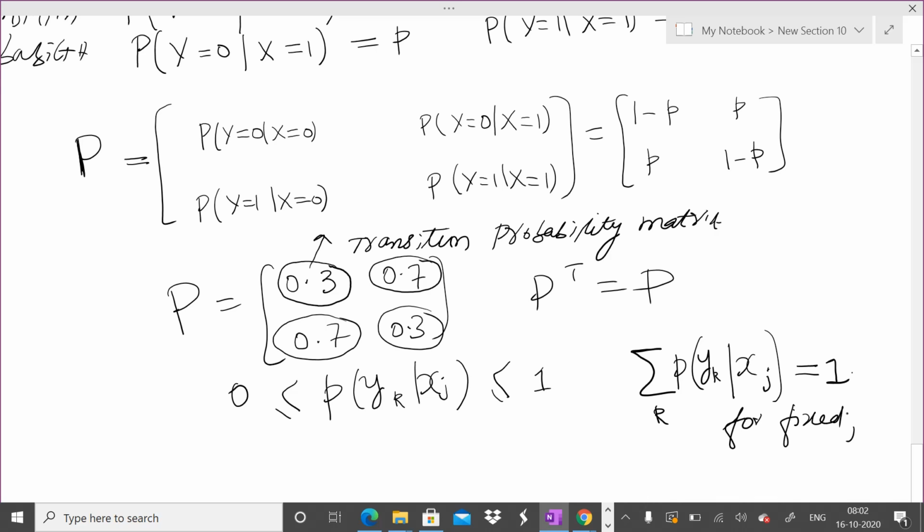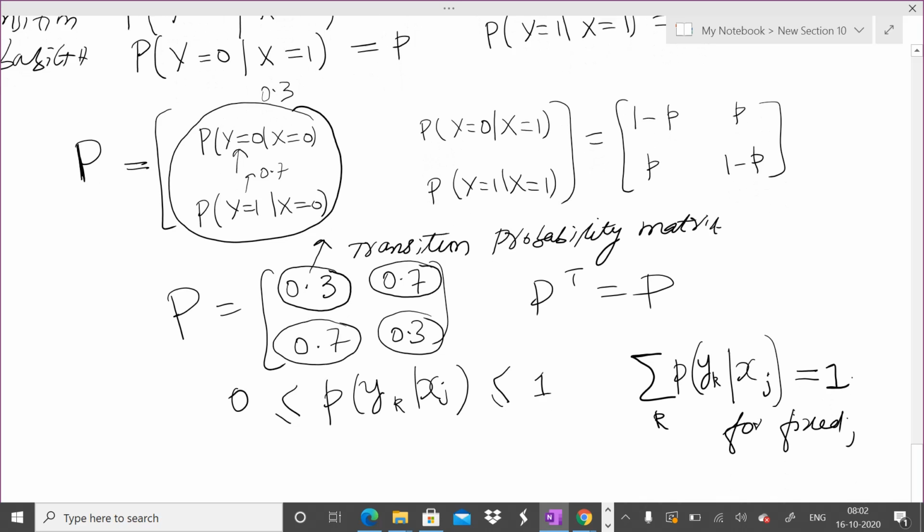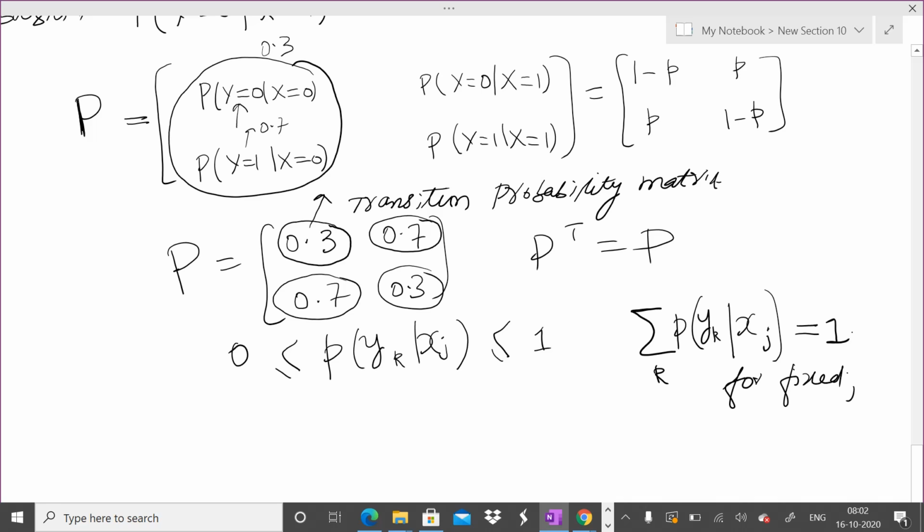Just look here. For x equal to 0, the probability of y equal to 0, suppose it is 0.3. For x equal to 0, the probability of y equal to 0 is 0.7. So 0.3 plus 0.7 should be 1, right?